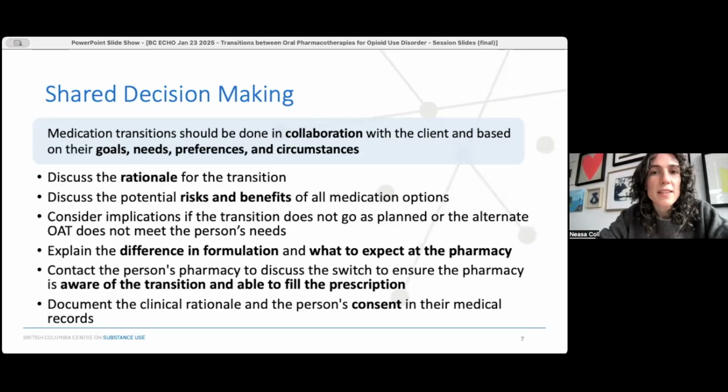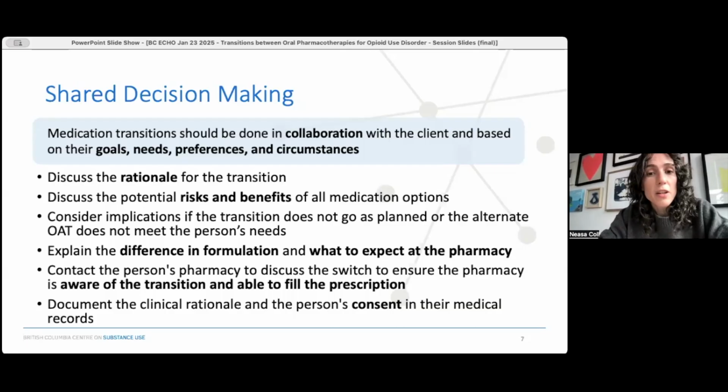So the key point today is that shared decision-making is key when transitioning individuals between oral OAT medications. So a rationale for the transition coming from both the patient and/or the provider should be collaborative. Discussion of the potential risks and benefits of all the medication options should be had with the person receiving care. And consideration for implications if the transition doesn't go as planned or isn't considered successful, or the alternative OAT doesn't actually meet that person's needs. So thinking about your plan B and your plan C.